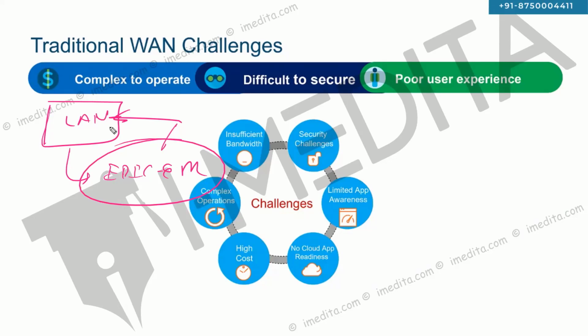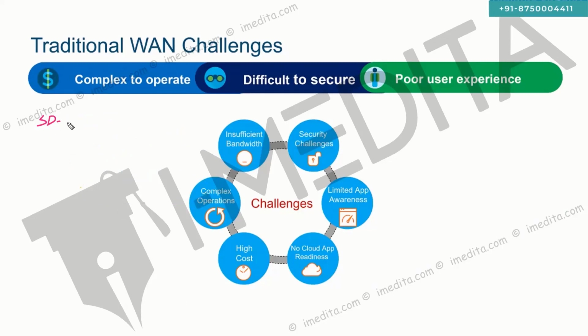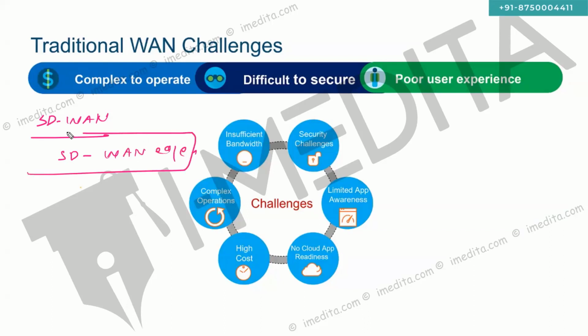And then came in the market the age and era of software-defined wide area network. Same thing, a software-defined approach to manage the WAN edge devices. All the WAN edge routers that we have, we are going to use some piece of software to manage all those devices from one centralized point. A software-defined approach to manage the WAN edge devices is what we refer to as SD-WAN.